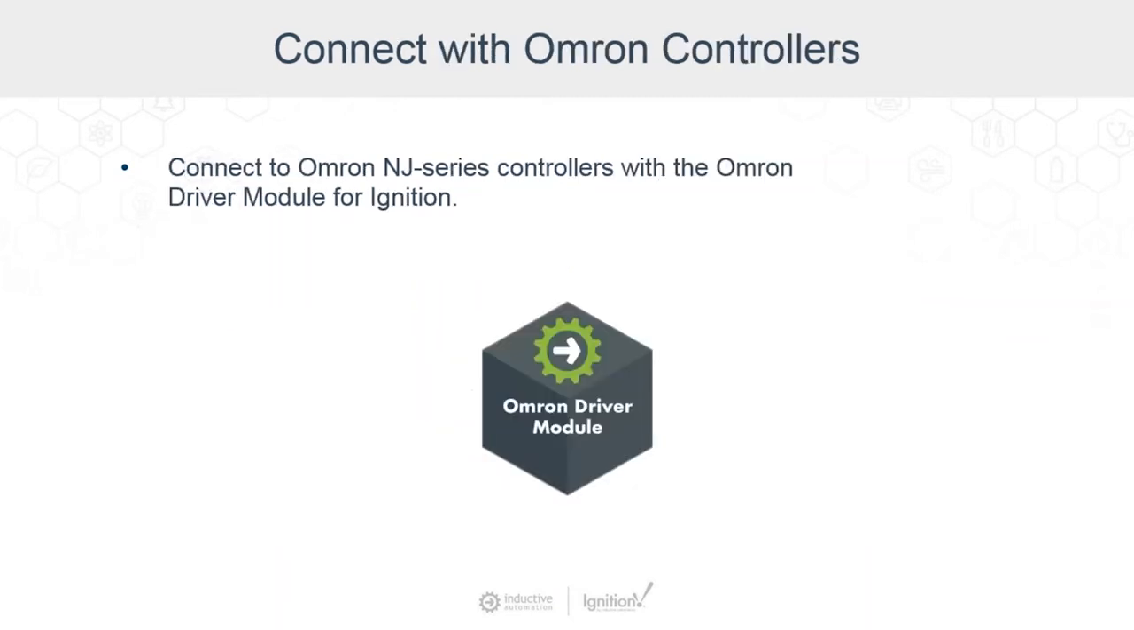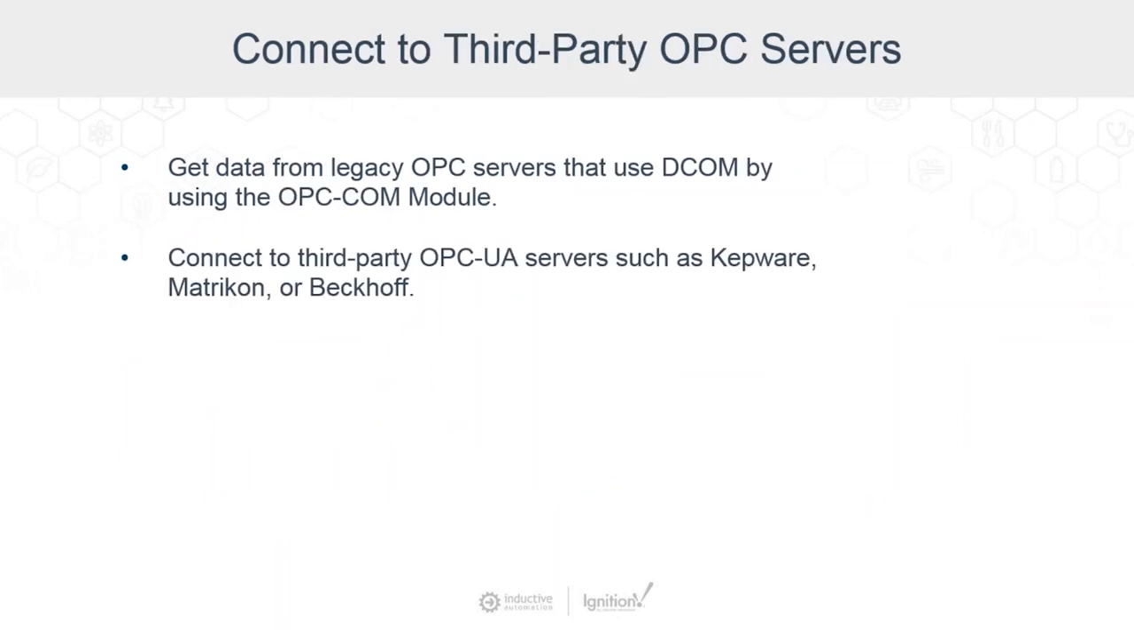Connect to Omron NJ series controllers with the Omron driver module for Ignition. The Omron NJ controllers are used in the Sysmac automation platform, so it has access to data from lots of different devices there too. And I mentioned third party before. Ignition doesn't have drivers for every device. We're not a driver company. We try to pick some major ones for a lot of our major industries, which I just went over.